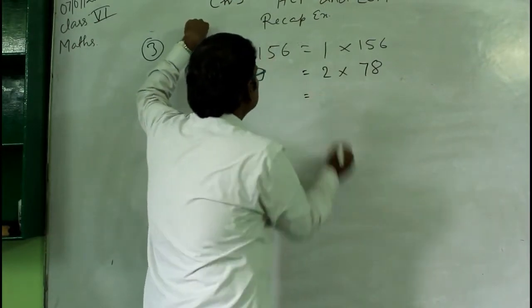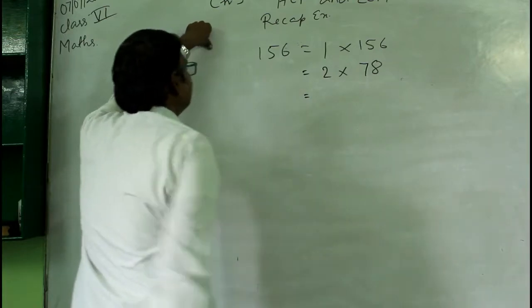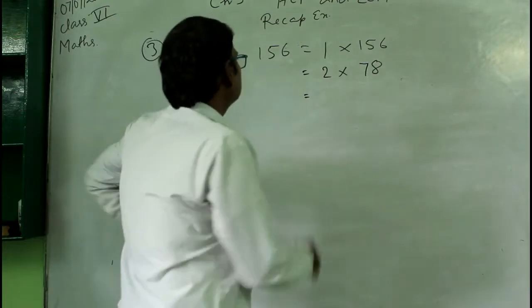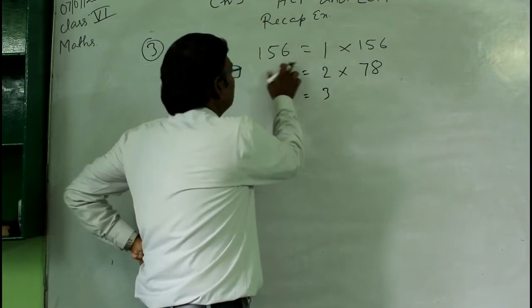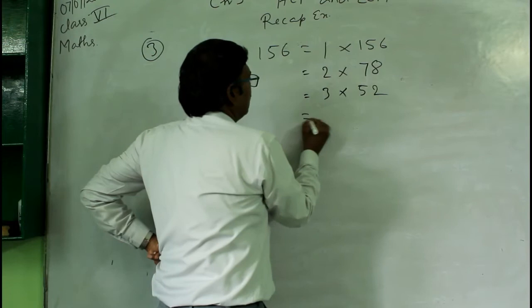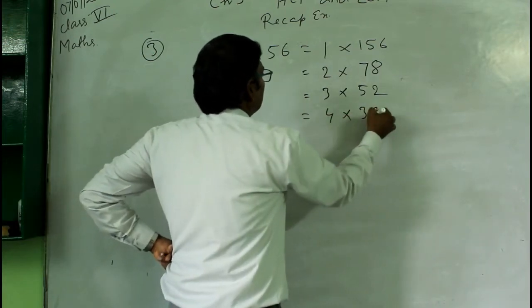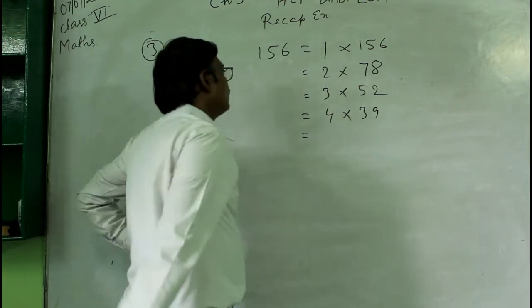Then again, this number will also go by 4, okay, and it will not go by 6. It will also go by 3. See here you can write 3 5s are 15 and 3 6s are 18, and this will also go by 4. So 4 3s are 12 and 4 9s are 36, and it will not go by 5.